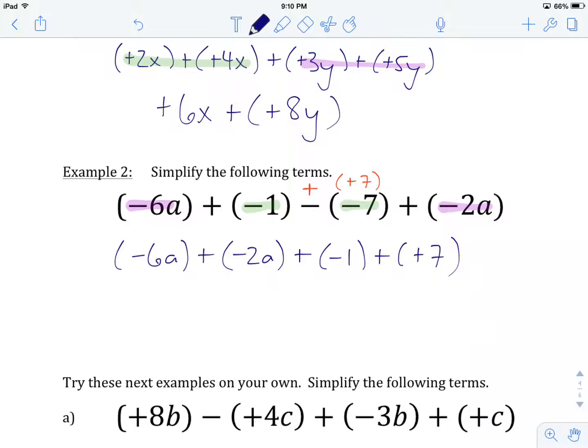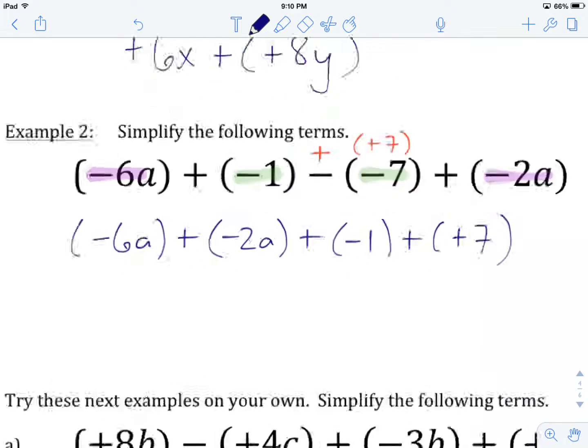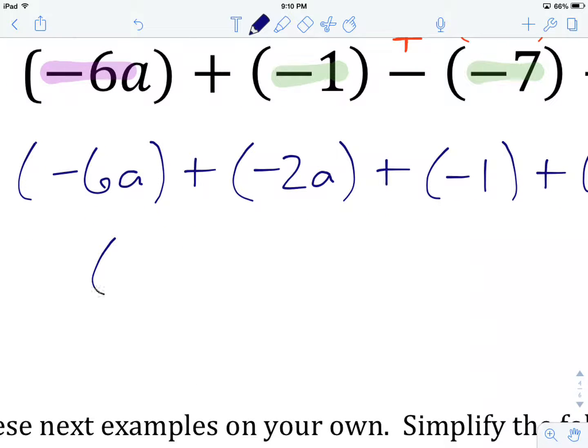So a negative 6a plus a negative 2a is going to give me more negatives. So I'm going to have negative 8a. That's how we combine those first two terms.